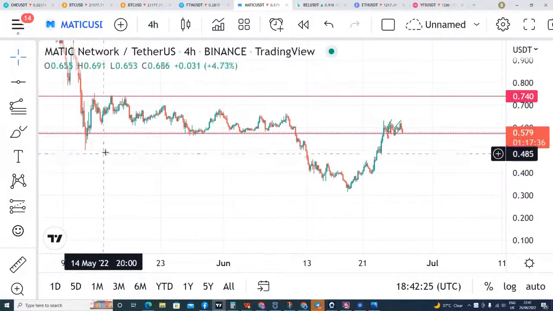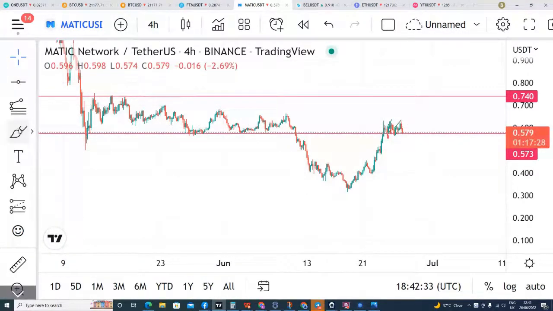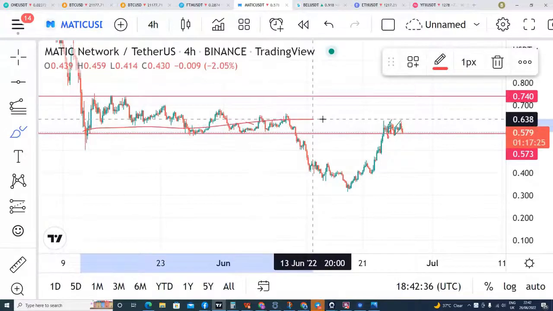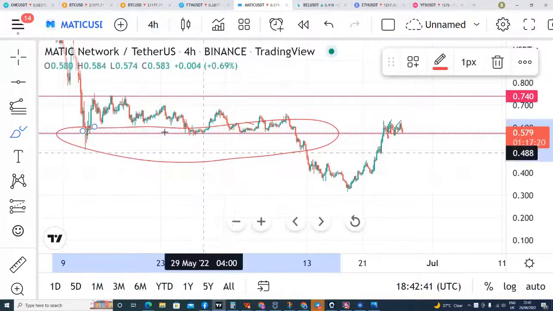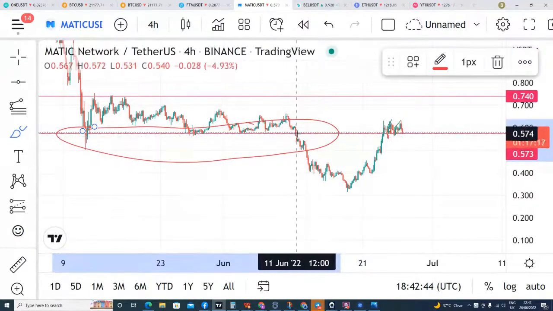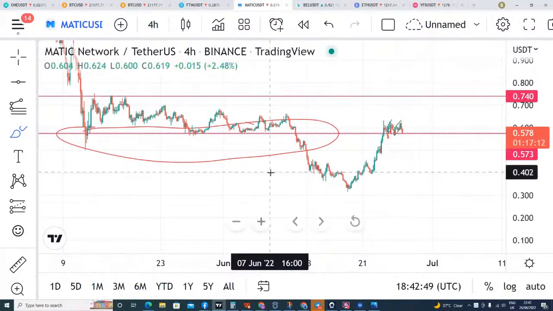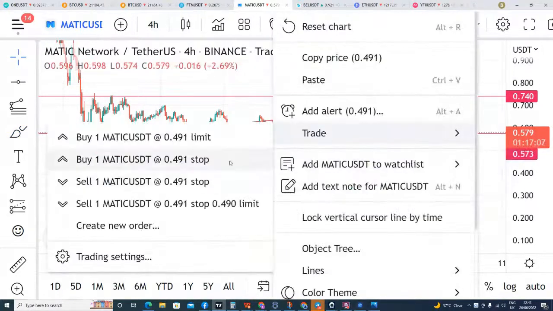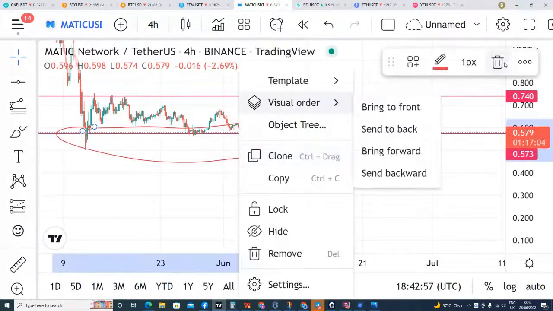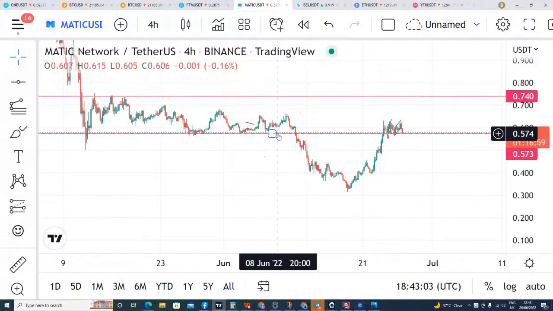Let's assume I have drawn this support level before, this below one, this one here. Let me show you guys this one here. Let's assume I have drawn this one before in my chart and I'm watching to see what will happen on this coin called Matic.